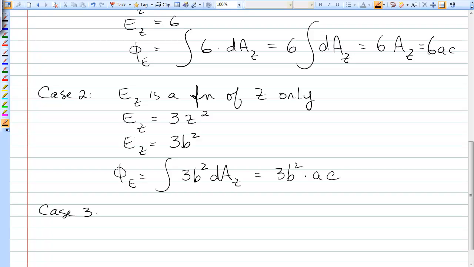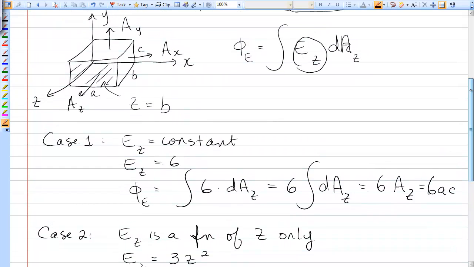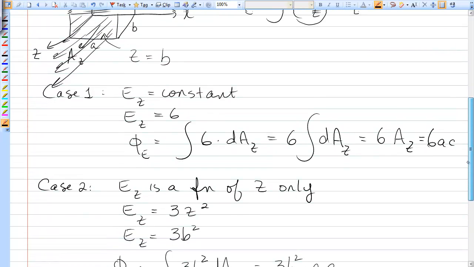So let's try case 3. Now, Ez is a function of x. So for example, Ez would be 3x squared. Now, if you look at this face, x changes over this face. x changes from 0 to a, which means that the electric field over this face is getting bigger as I move to the right in the x direction. So maybe on this side it's just small, then it gets bigger and bigger and bigger. So in this case we definitely have to integrate.